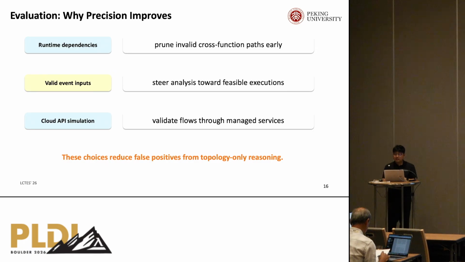The precision gain comes from three design choices. First, runtime dependency modeling proves invalid cross-function paths early. Second, valid input generation steers analysis toward executions that satisfy event requirements. And third, cloud API simulation checks whether data actually moves through the managed service as assumed. Together, these mechanisms reduce false positives caused by topology-only reasoning and improve the quality of reported flows.